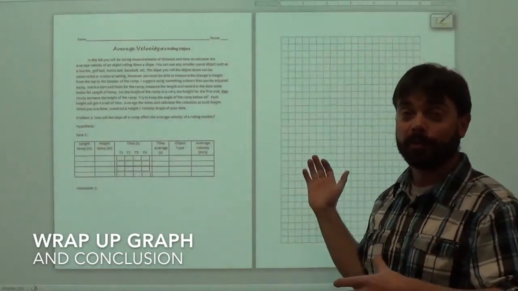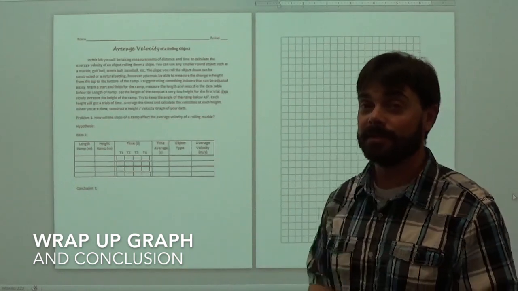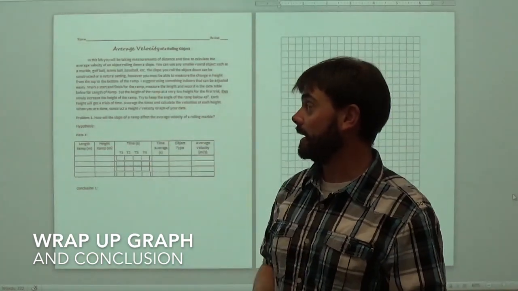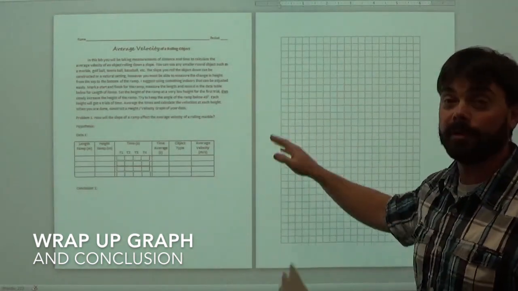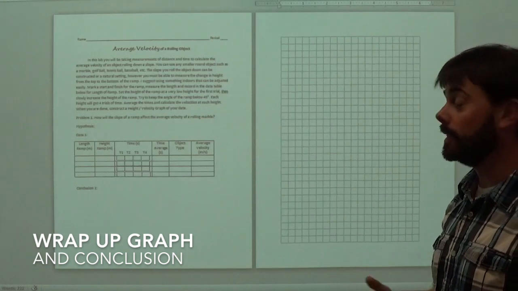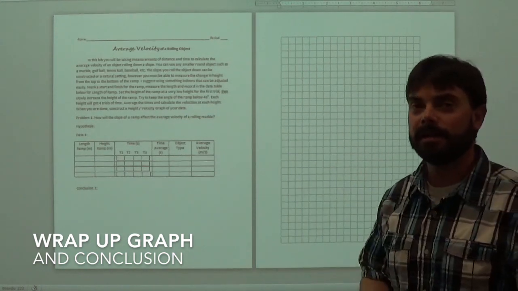Then if you flip over to the back side, you'll see that there's a graph. Now in the directions it says for you to make a height versus velocity graph. So how tall the ramp was versus how fast the object was going. You can do height versus velocity or velocity versus height. That I leave up to you.